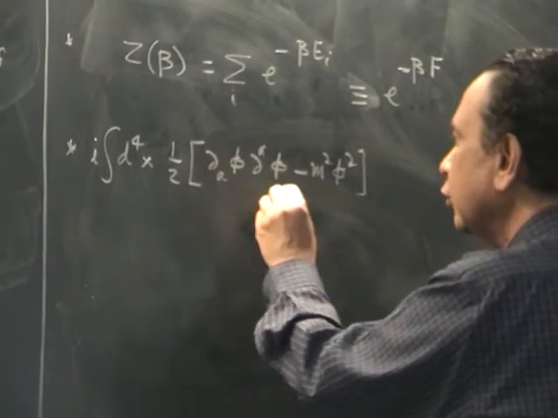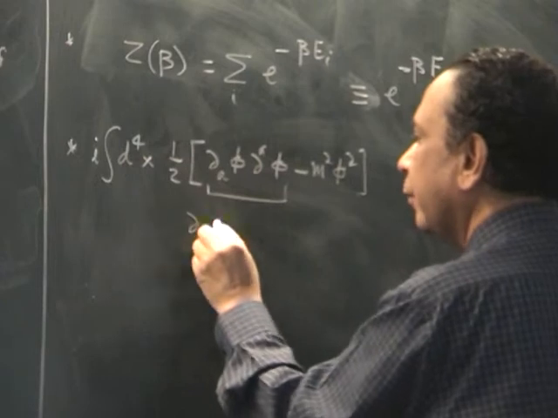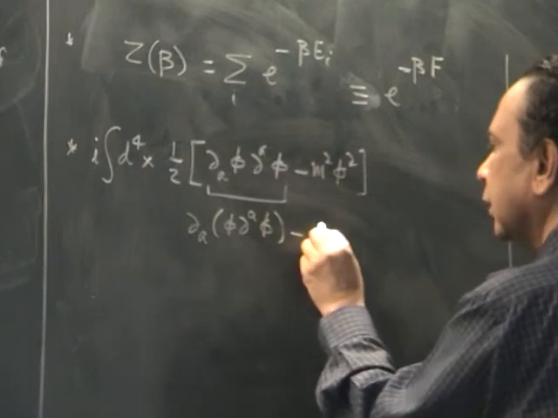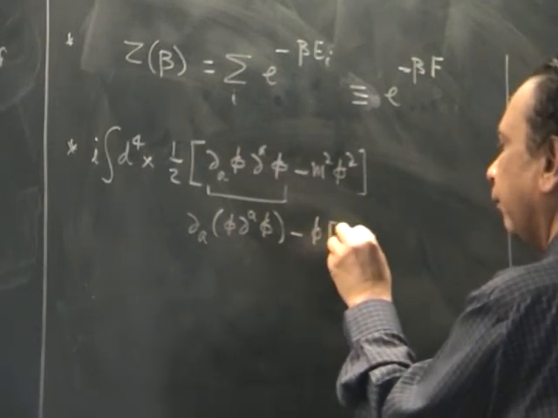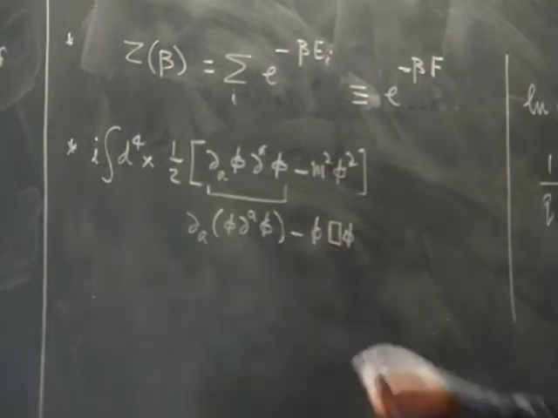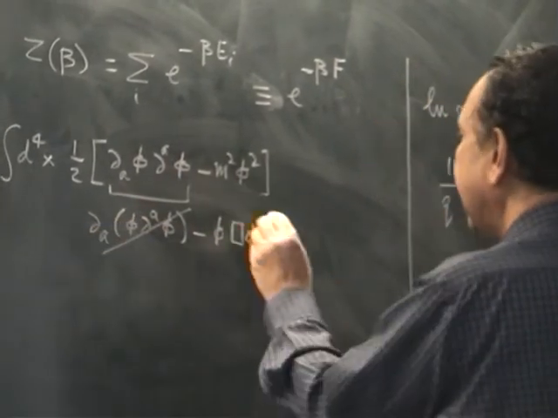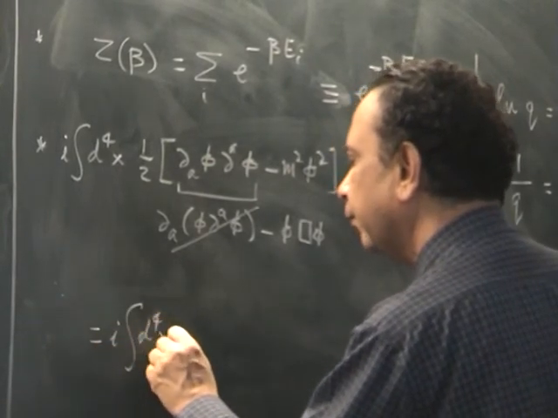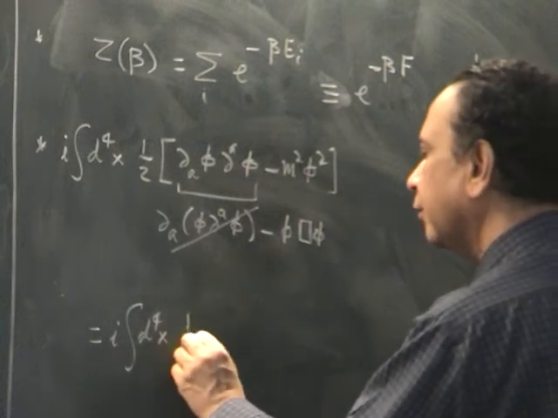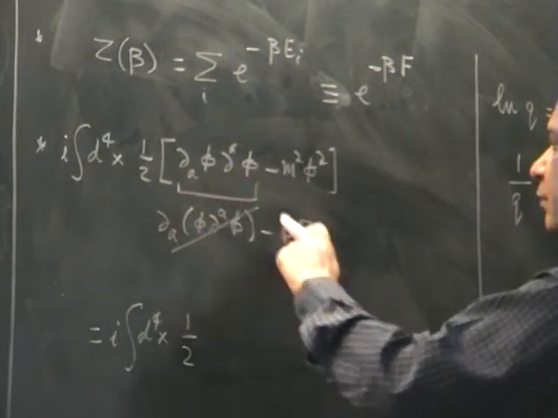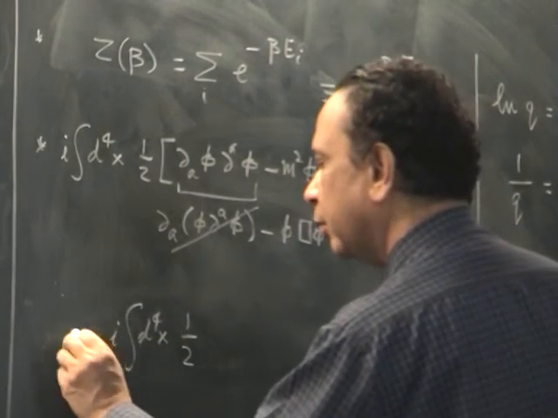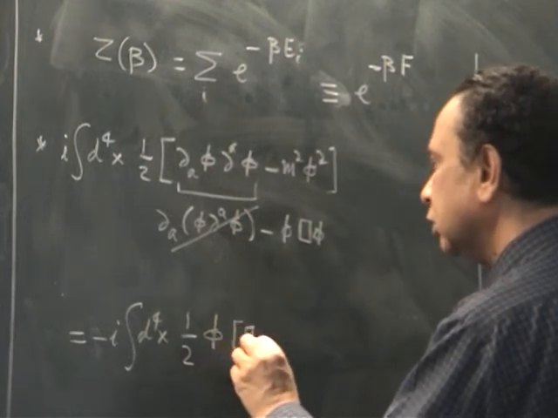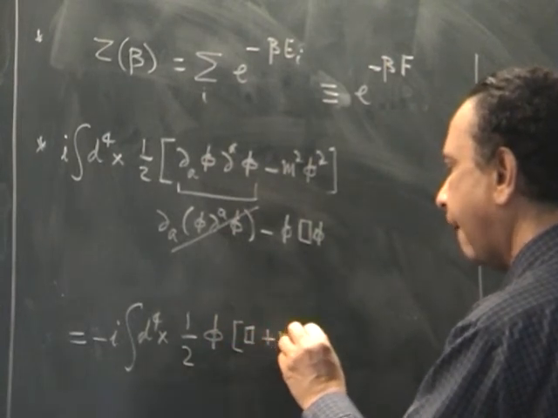Then what you do is that you quietly write this as dφ minus φ box φ, and you throw away this term. So this entire action becomes i times the integral d4x, and what sits in the exponent becomes half. Then I have this with a minus sign, this with a minus sign, so I might have to put an overall minus sign. Then I have φ (box plus m²) φ.